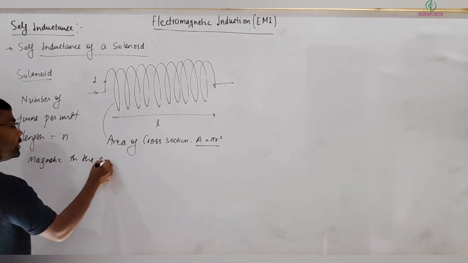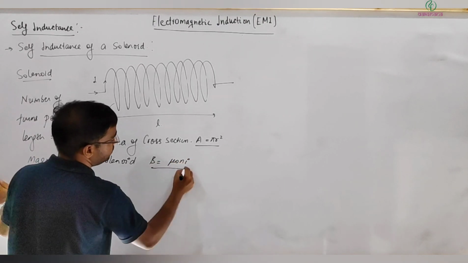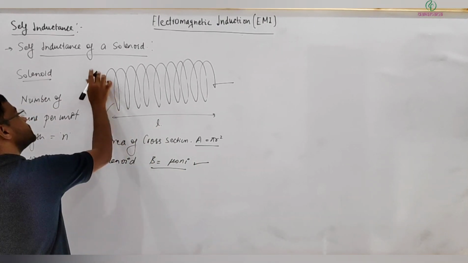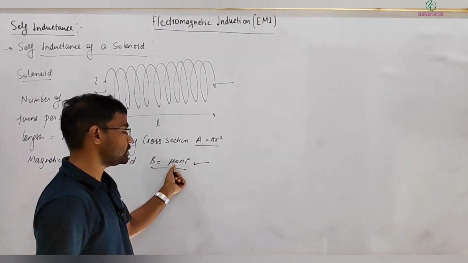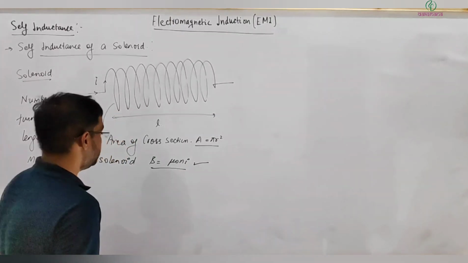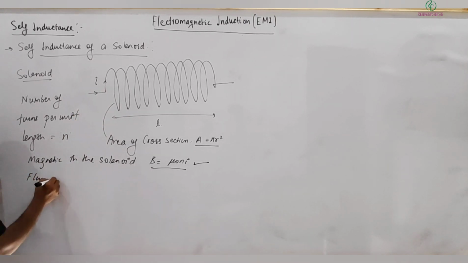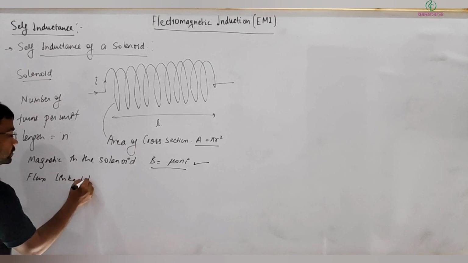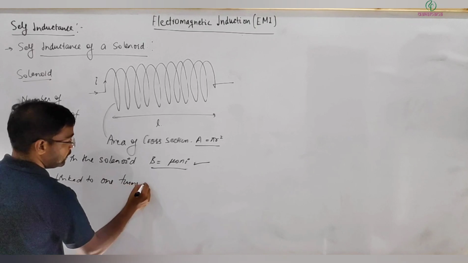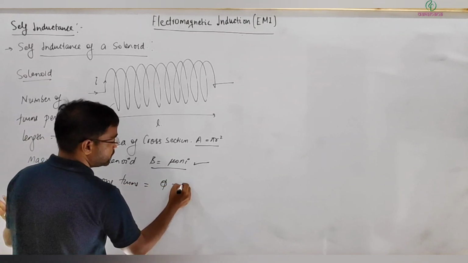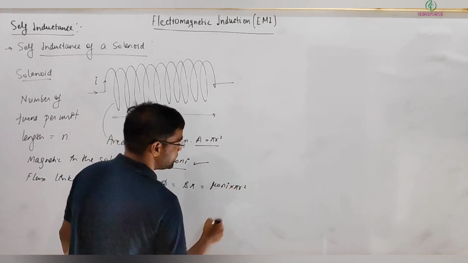in the solenoid. That can be written as B is equal to mu naught n I. I hope you have seen this, you must remember. Direction aside, I'm writing mu naught n I, where n is the number of turns per unit length, mu naught is the permeability, and I is the current. Then the flux linked to one turn can be written as phi is equal to what? B into A, that is mu naught n I multiplied by pi r square.